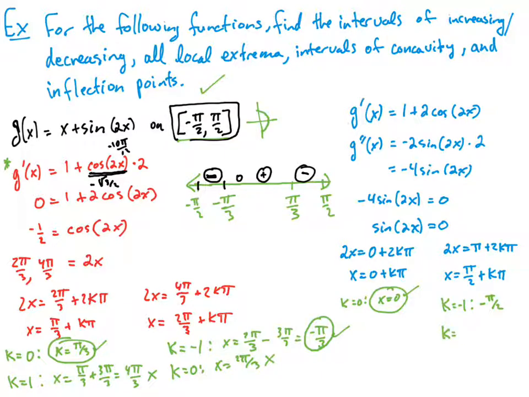And then when k is equal to 0, we're going to get x is equal to pi over 2. And that also is a value in the interval. So both of these are going to work in this second equation, as well as x is equal to 0. So let's make a number line plotting these values.